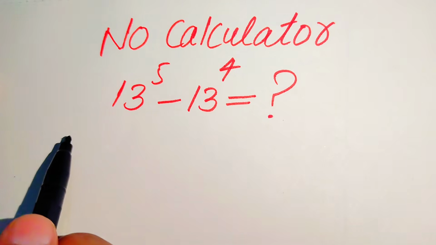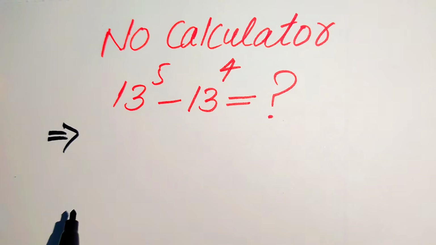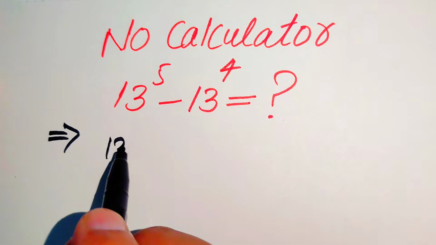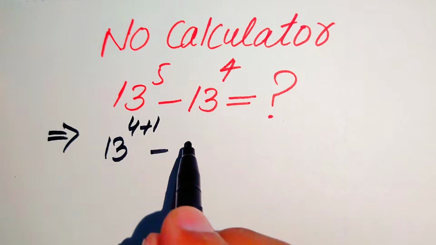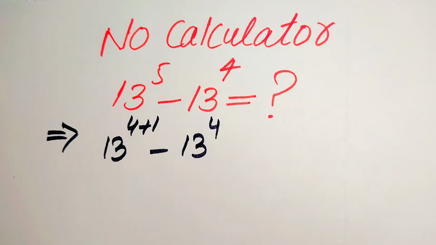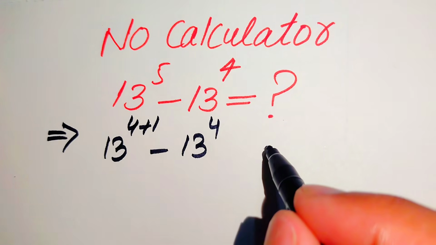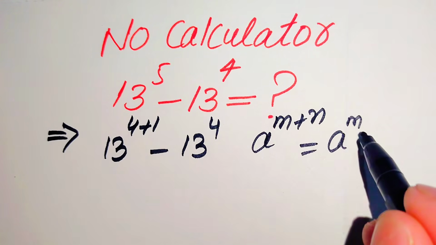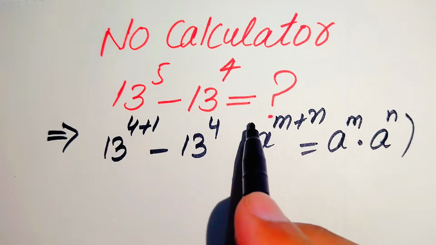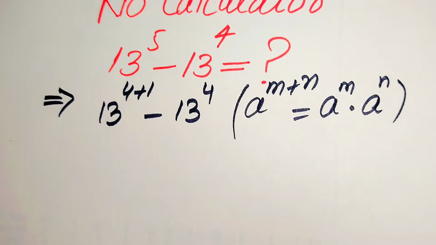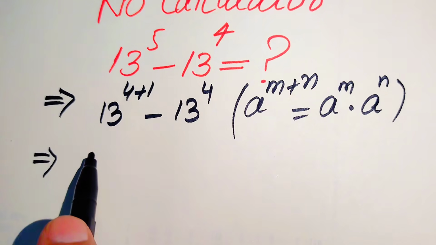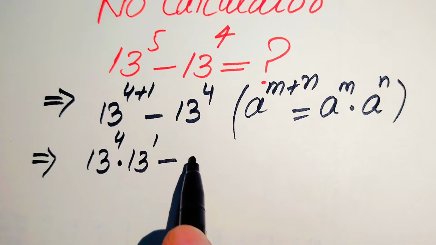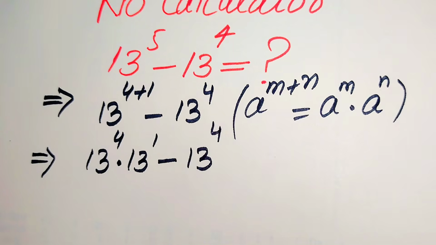And now we move towards the solution of this problem, and the very first thing we are going to do is this: 13 to the power of 5. We write this as 13 to the power of 4 plus 1 minus 13 to the power of 4. So here we use the nice algebraic formula, a to the power of m plus n is equal to a to the power of m multiplied by a to the power of n. According to this rule of exponents, we break the exponent of these terms and we obtain 13 to the power of 4 multiplied by 13 to the power of 1 minus 13 to the power of 4.